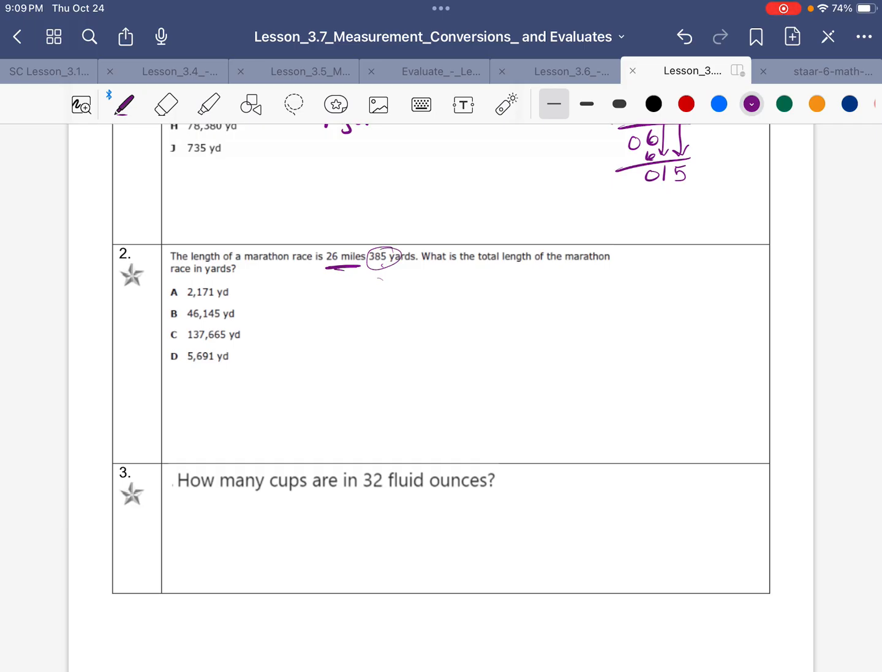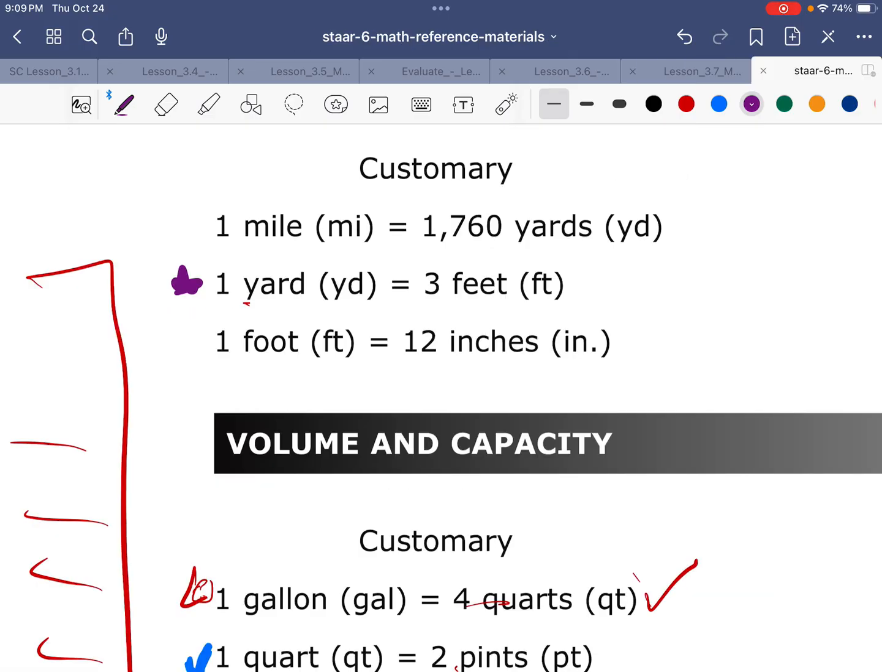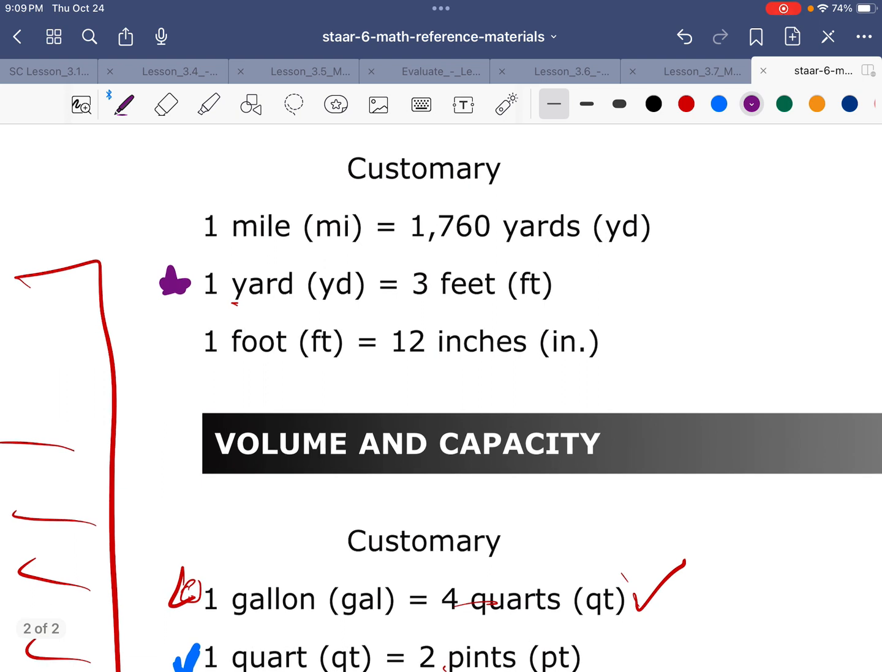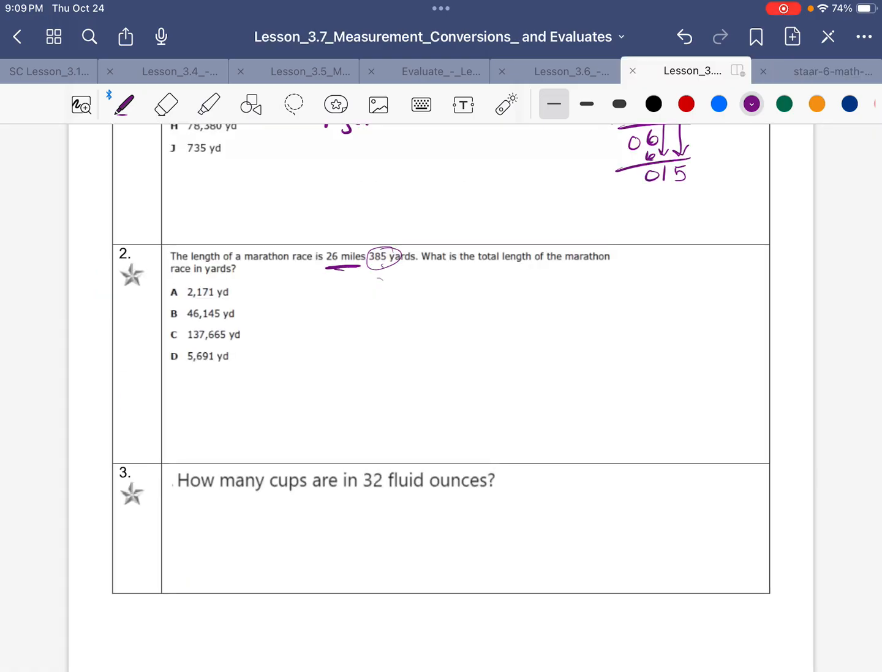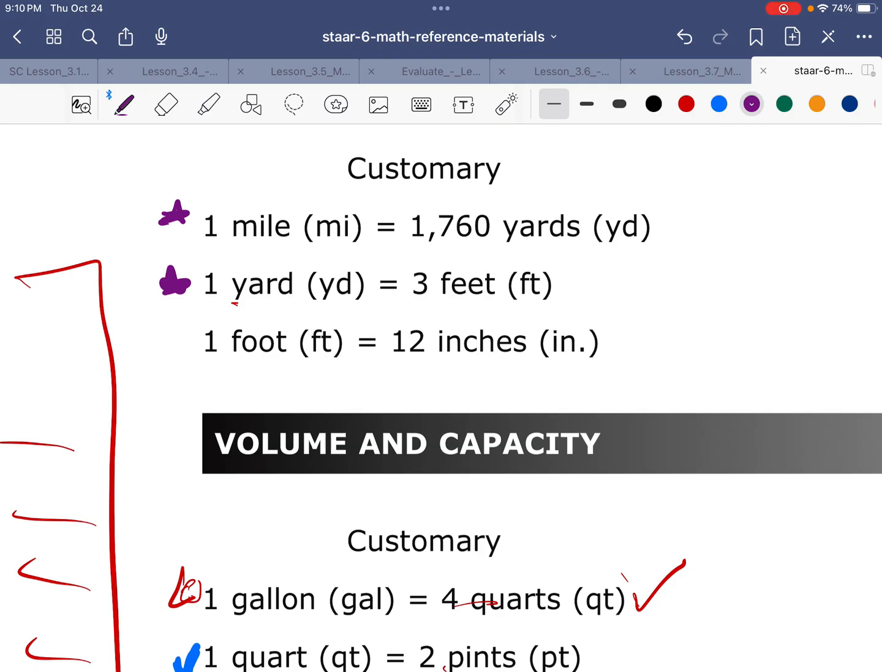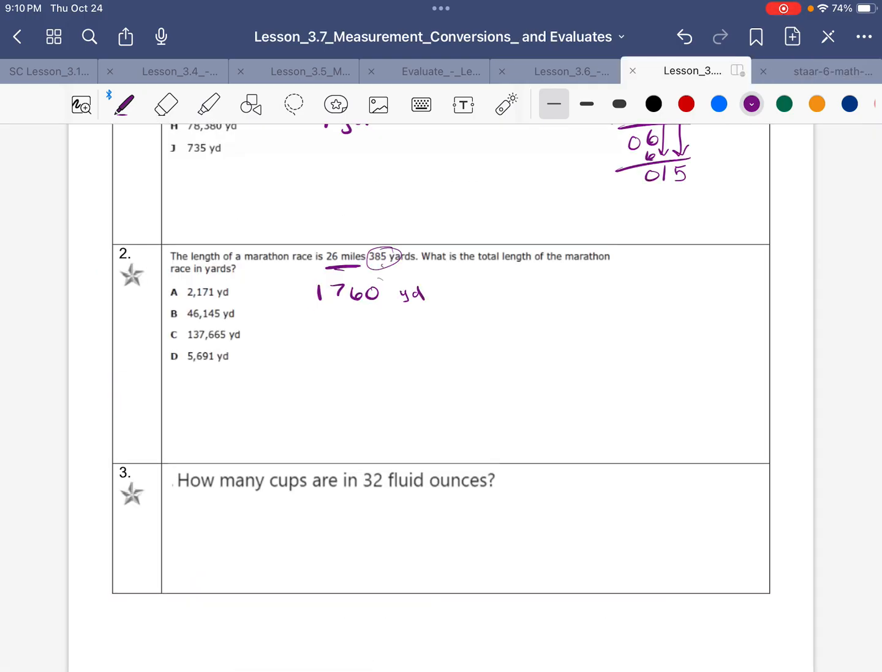Okay? So miles to yards. Let's see. We don't have a miles to yards. Oh yes, we do, right here. Miles to yards. 1 mile is 1,760 feet. Oh no, that's yards in a mile. Sorry. I saw that right. Yep. Yards in 1 mile.